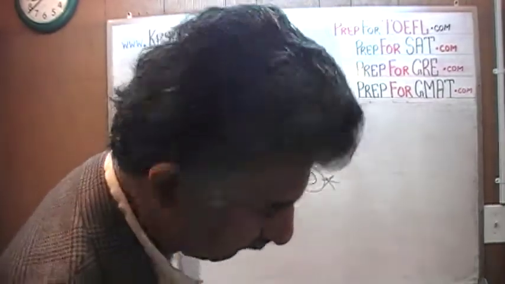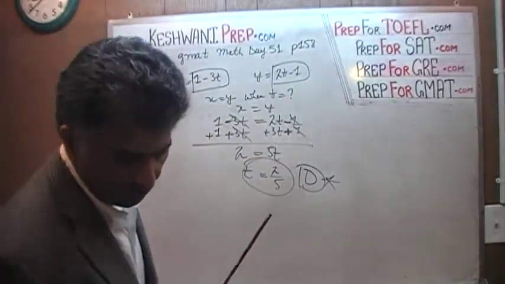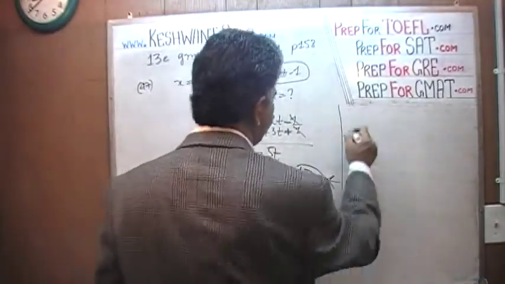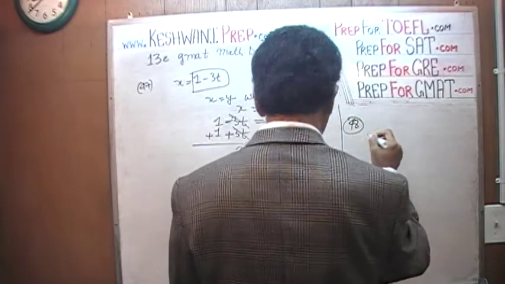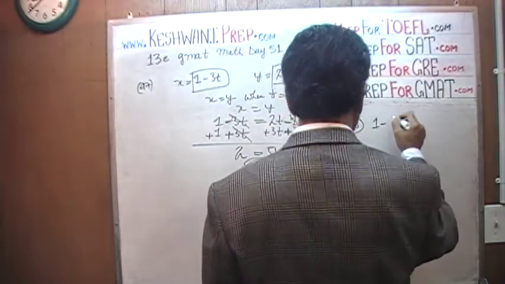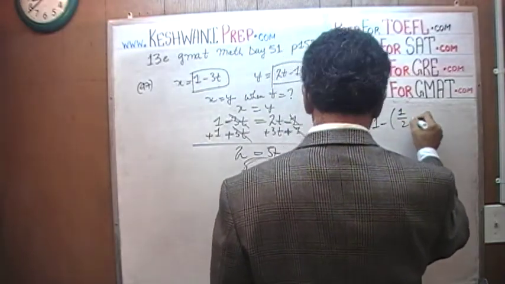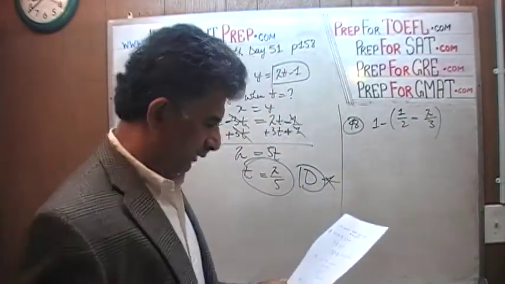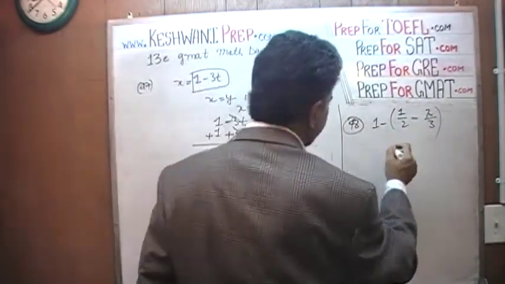Let's do one more, shall we? Let's do number 48. Number 48 is so simple. We can even do it here. 1 minus 1/2 minus 2/3. Why would they ask something like this? Let's first take care of this part.